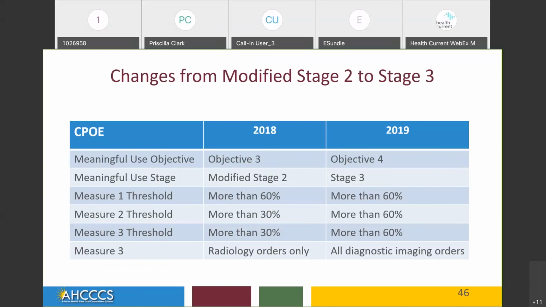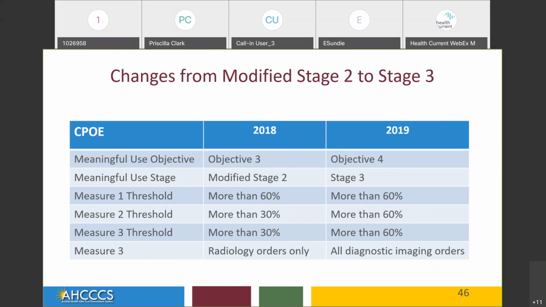So what changed from modified Stage 2 to Stage 3 for CPOE? In PI 2018, it was called Objective 3, and now in PI 2019, it is called Objective 4. The meaningful use stages did change. In PI 2018, it was modified Stage 2, and now EPs are required to attest to Stage 3 in PI 2019. Measure 1 thresholds remain the same, in 2018 and 2019, at a 60% threshold. For Measure 2, the threshold did change. In PI 2018, it was originally a 30% threshold, more than 30%. However, in PI 2019, CMS did increase that threshold to more than 60%.